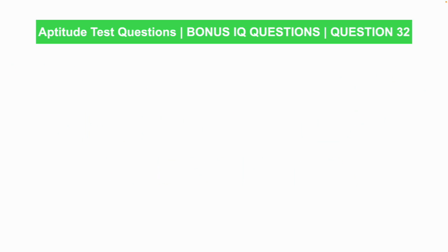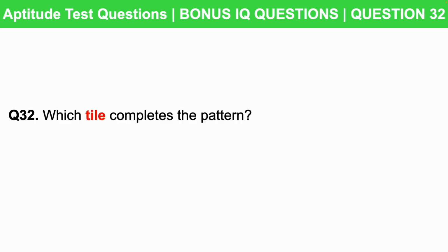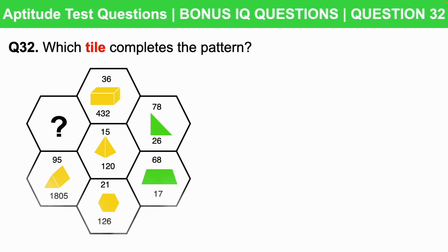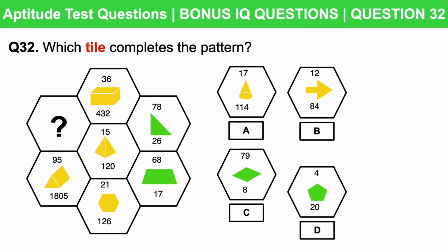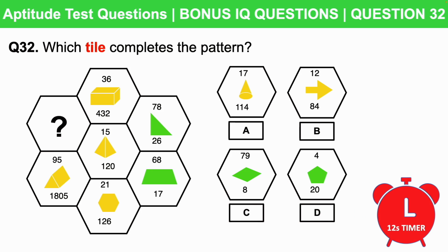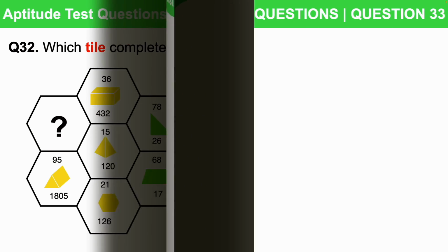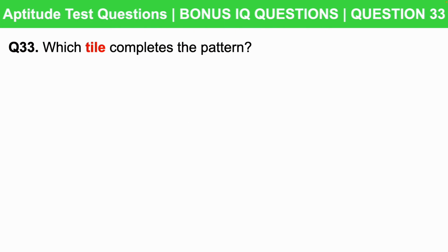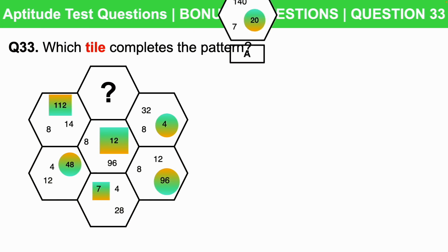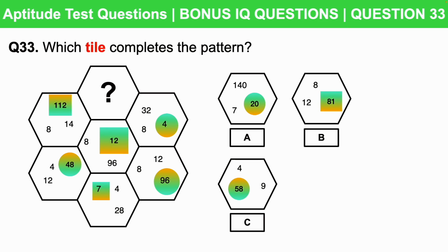So let's go. Question 32 is this. Which tile completes the pattern? Here is that pattern. Is the answer option A, B, C or D? You have 12 seconds on the timer starting now. Okay, the next one is this. Question 33. Which tile completes the pattern? Here's the pattern. You have answer option A, B, C or D to choose from.